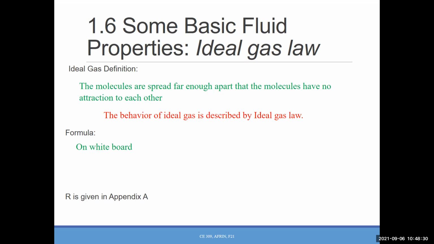So P equals m over V, which is what? Rho. R-bar over M is another constant, R, without any bar on top, and T. That is the ideal gas law expression we will use. I will name that R. This is called the ideal gas constant. Can you go to your appendix A and find the R values for different gases? Can you verify that you have that on your appendix A copy? Do you have that?